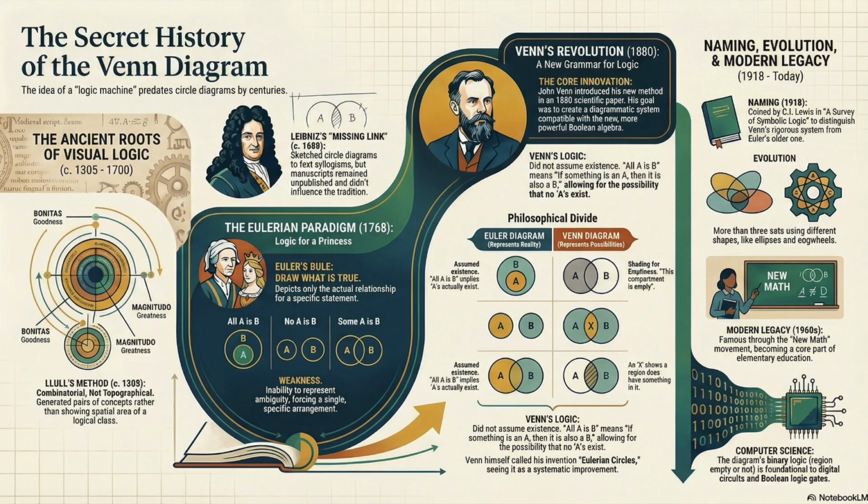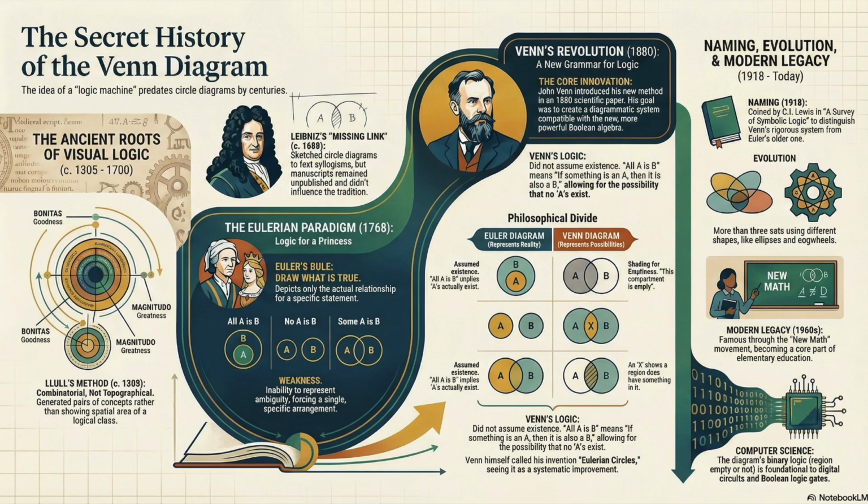And the rule is simple and algorithmic. For n sets, you must generate 2 to the power of n distinct compartments. Always. So if you're dealing with 3 variables, let's call them x, y, and z, Venn mandates that you always start by drawing 3 fully interlaced circles. Which generates 8 distinct regions, 2 to the power of 3.